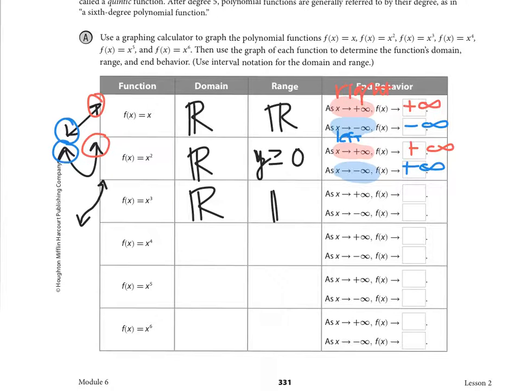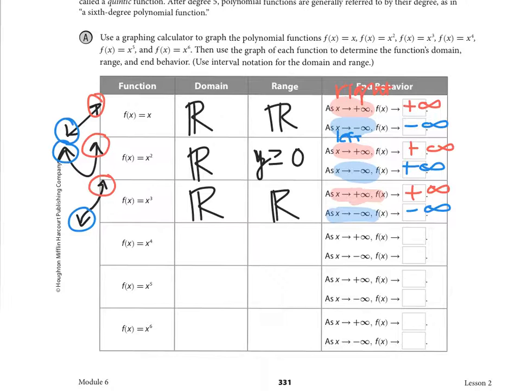Where is the right end going? When it says x approaches positive infinity, where's the right end of the graph going? Positive infinity. What about as x approaches negative infinity? It's going to what? Negative infinity. Okay.